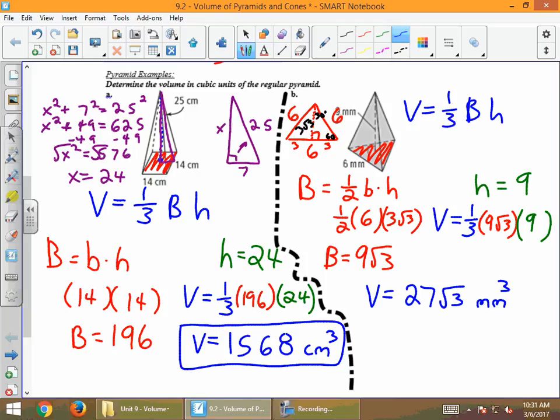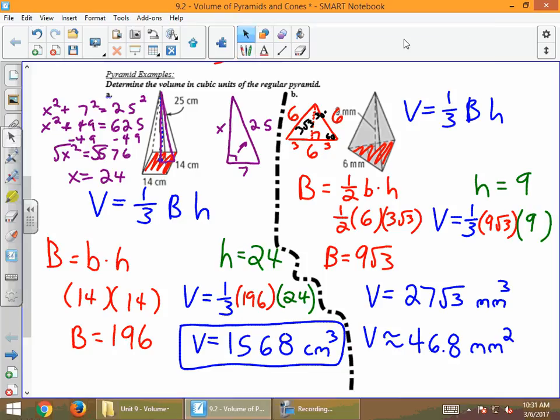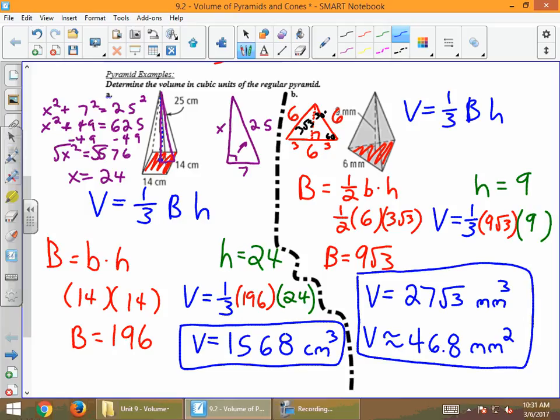Well, what if I wanted the estimated answer, the approximate answer? Well, guess what I do with this in my calculator? You just plug it in. Some of you guys are used to just plugging in answers and guessing what you got. So when I do 27 times radical 3, what do I get? About 46.8. Yeah, it's still millimeters squared. So depending on how your question's asked and what it's asking for, make sure you answer accordingly.